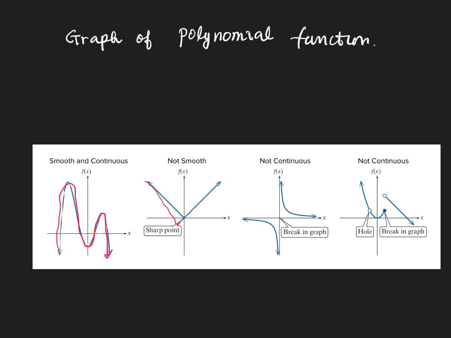This is not a polynomial function. You guys remember correctly, this is the absolute value function. This is a sharp point. That's not a polynomial function. This is not continuous. This one is going to be a rational function; you're going to study it later on. This one, look at this. This is a hole. This is a jump. This is not a polynomial function. So generally speaking, a polynomial function is going to be smooth and continuous. You have to remember that.